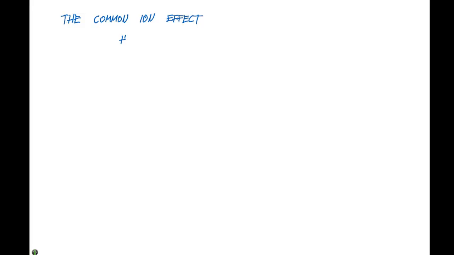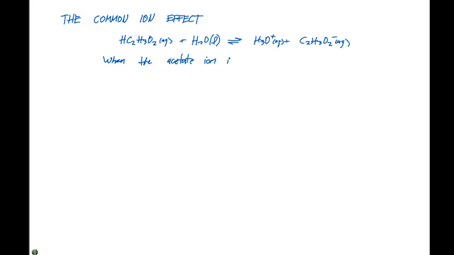So if we took something like acetic acid, and we're in an aqueous solution, the acetic acid is going to be in equilibrium with H3O plus and C2H3O2 minus, or the acetate ion. When the acetate ion is added, the equilibrium will shift to the left and repress the ionization of the weak acid.